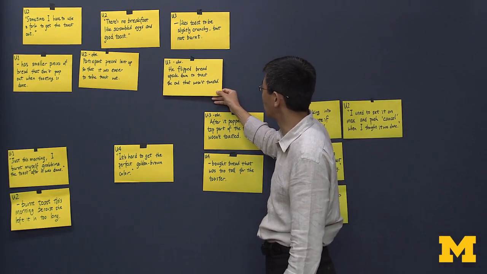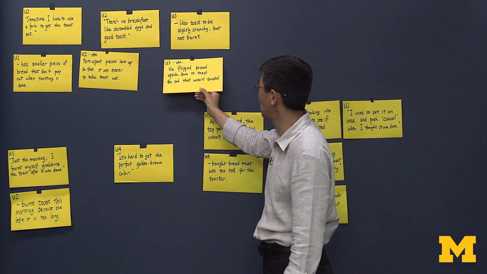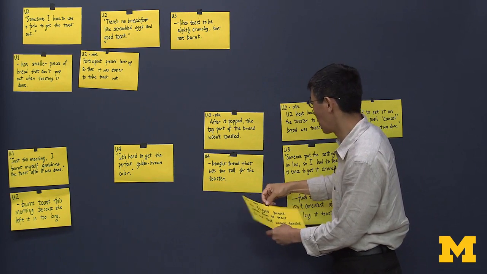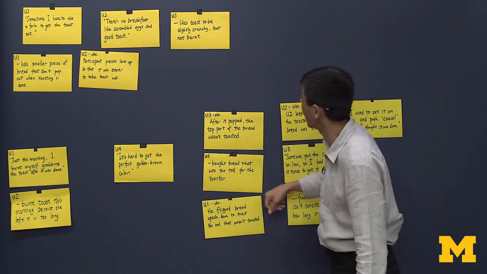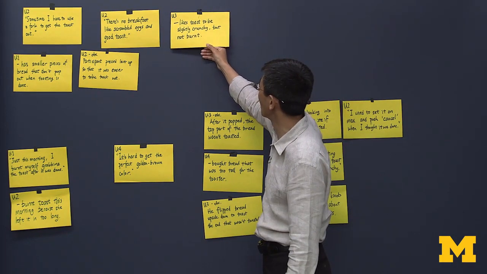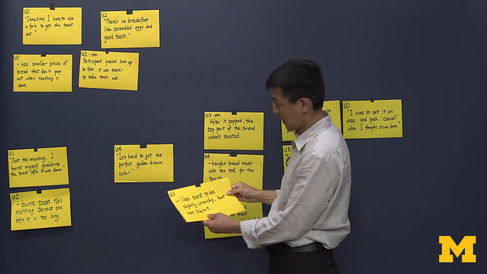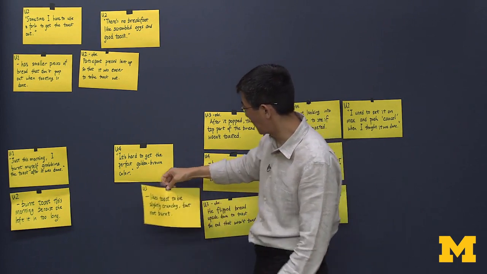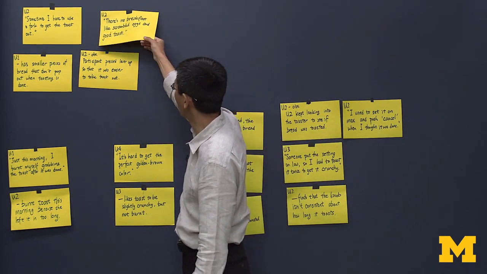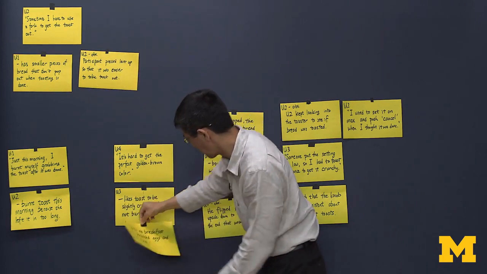He flipped the bread upside down to toast the end that wasn't toasted. This seems to be another one that's about bread that was too tall. So let's put that over here. You three likes toast to be slightly crunchy but not burnt. I'm going to suggest that that's, again, a question of good toast, so we can put that here. There's no breakfast like scrambled eggs and good toast. Definitely over here.